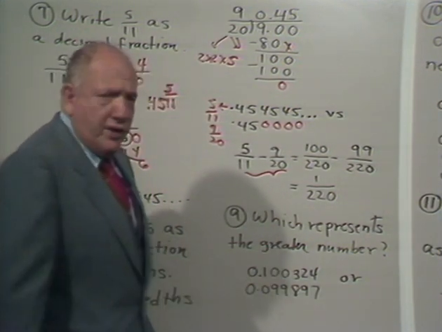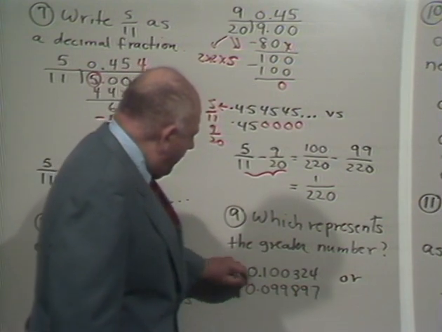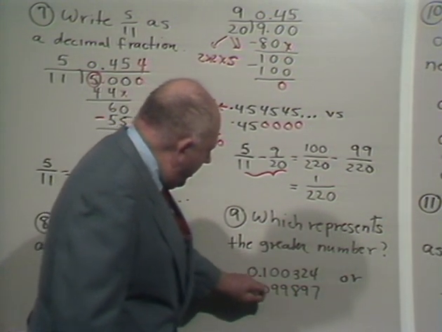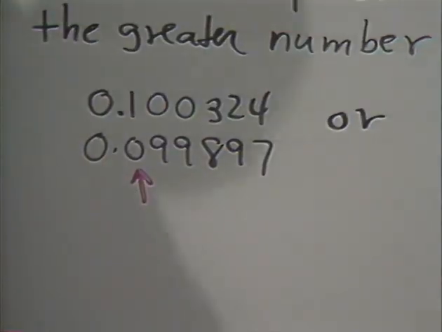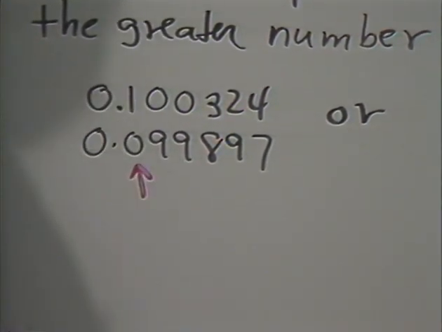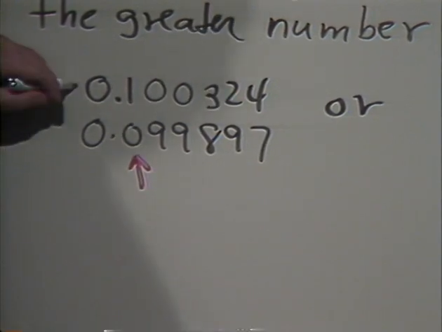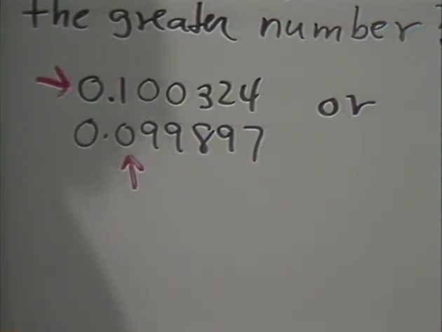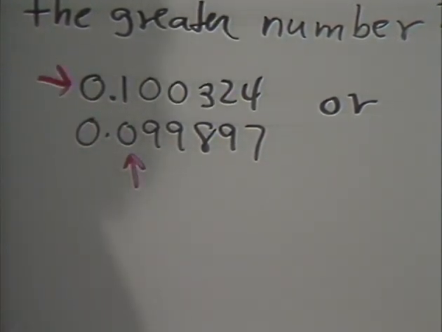But remember the rule for comparing? You look to see the first column in which there is a different entry. The first difference occurs over here. Which has the bigger entry here? The 1, right? So the top number is bigger. It's like saying that $1 is more than 99 cents. See, this is how you compare the size of fractions.